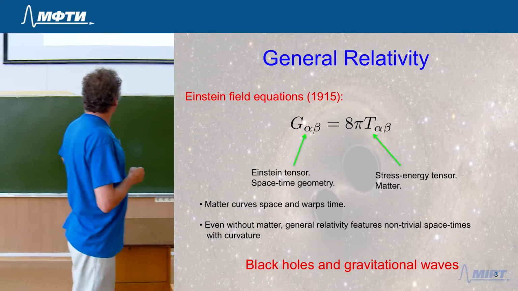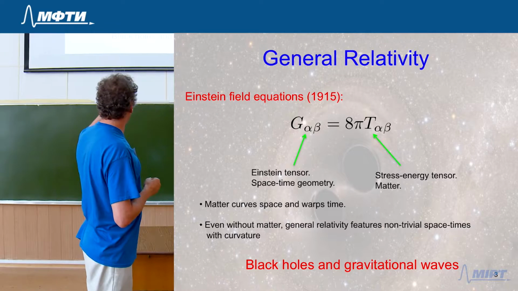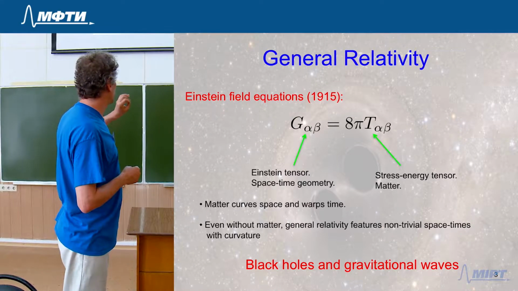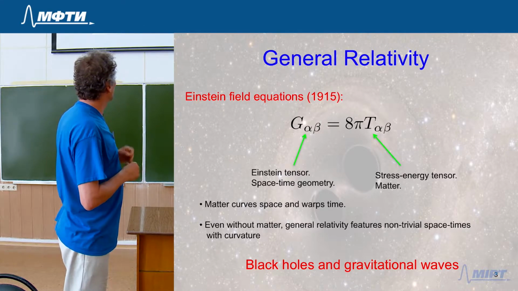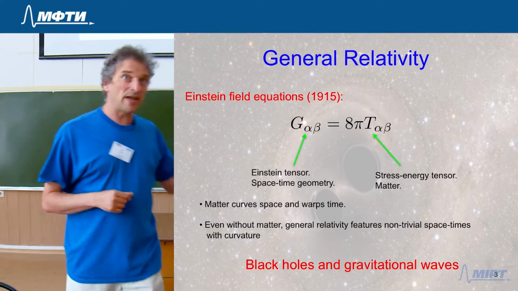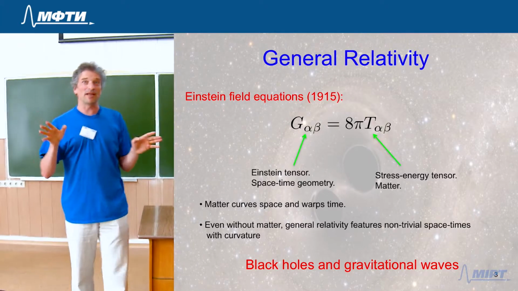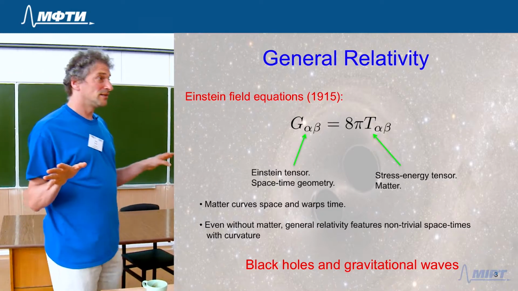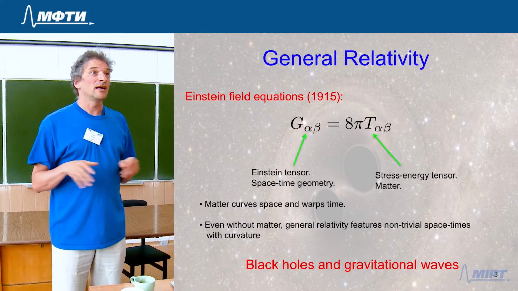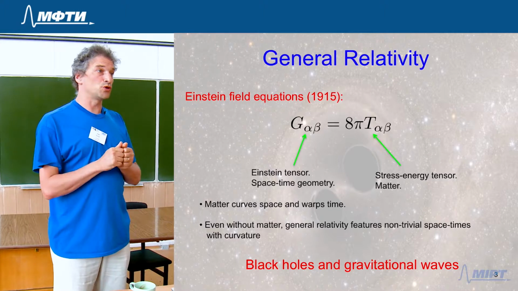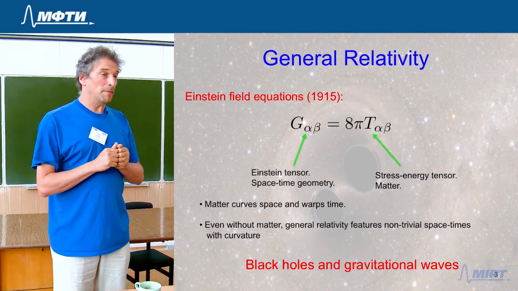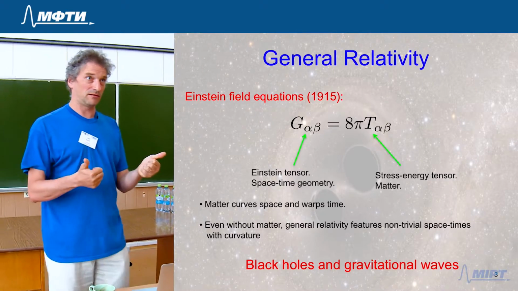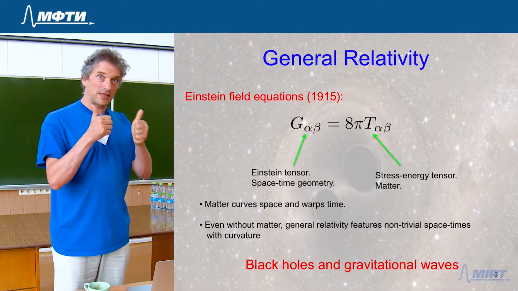Now, the meaning of Einstein's equations is frequently summarized as matter curves space and warps time. But what is important for my talk is that even without matter, general relativity can have very non-trivial solutions. Okay? And a black hole is a solution of general relativity which doesn't have any matter. That's a very important point.